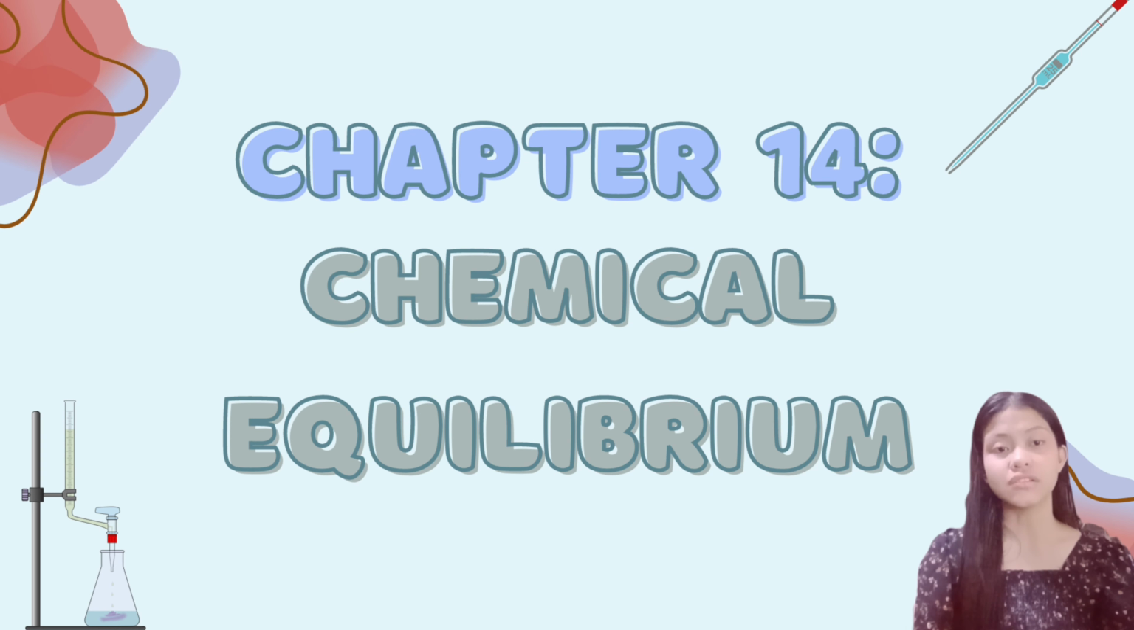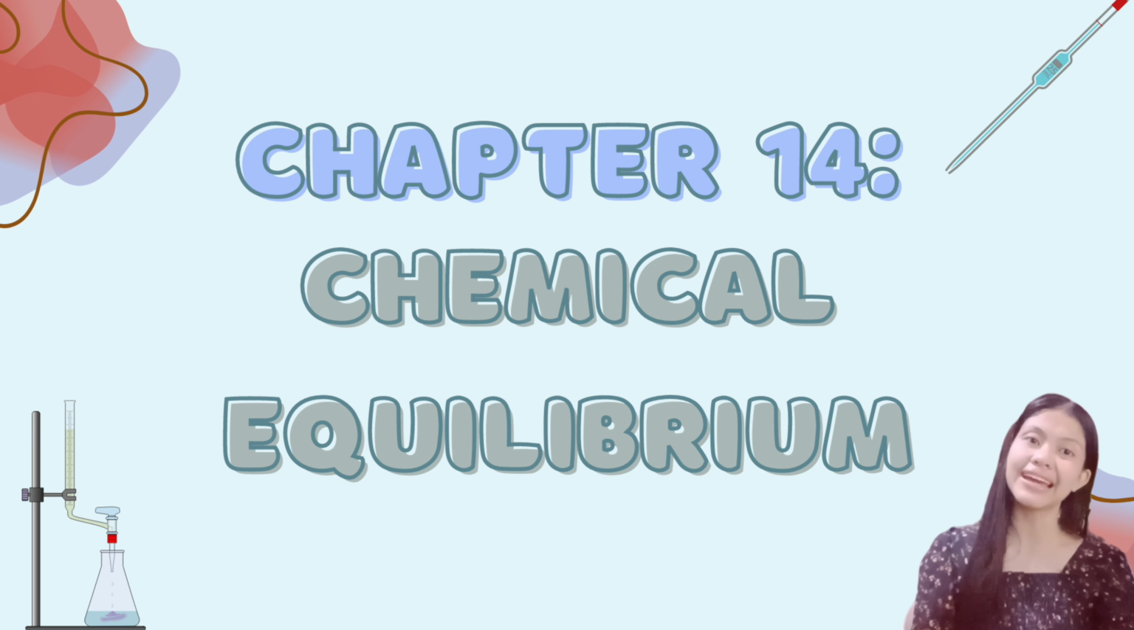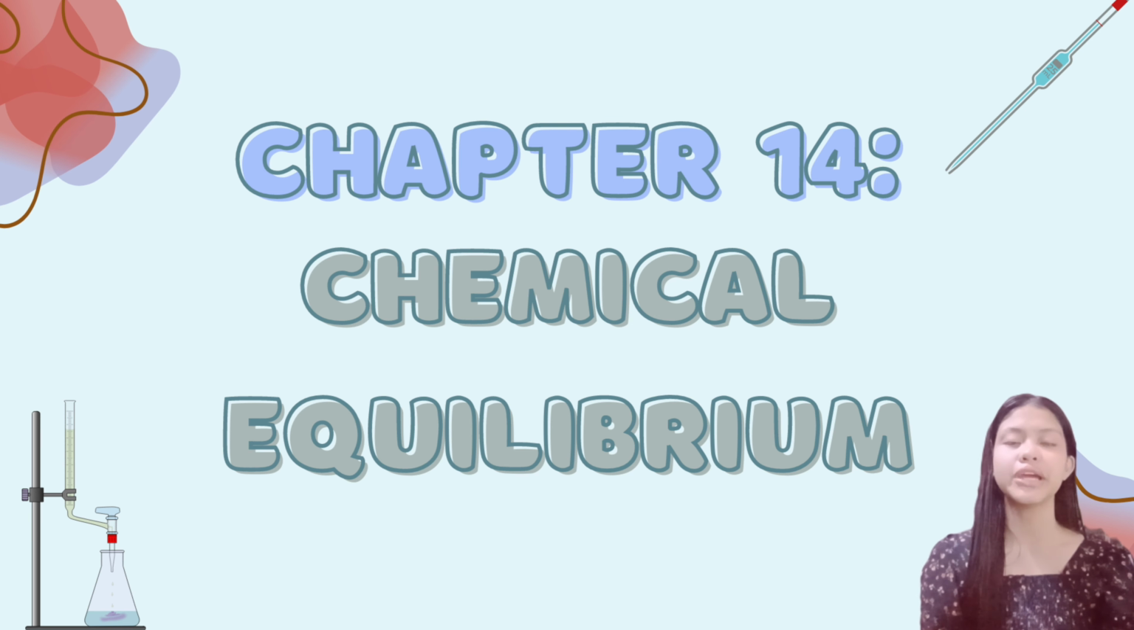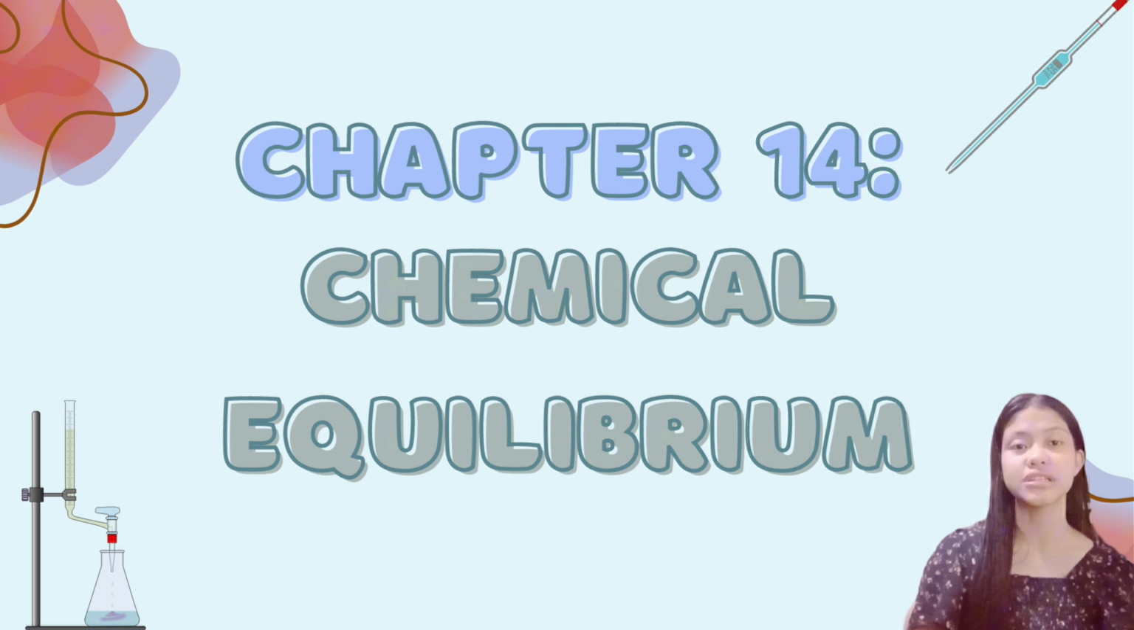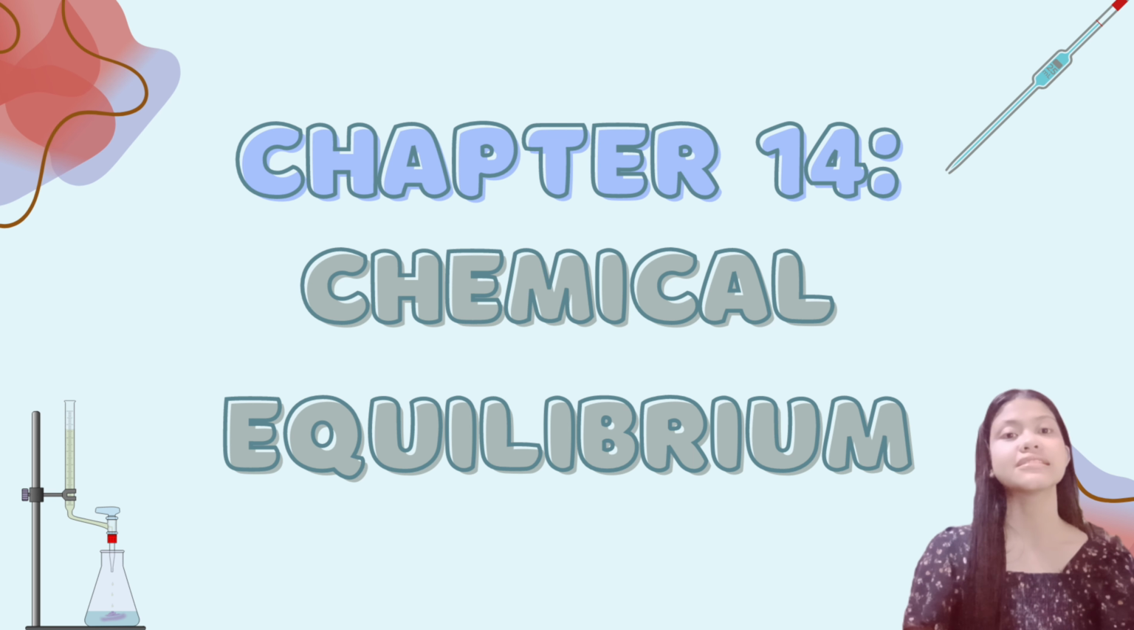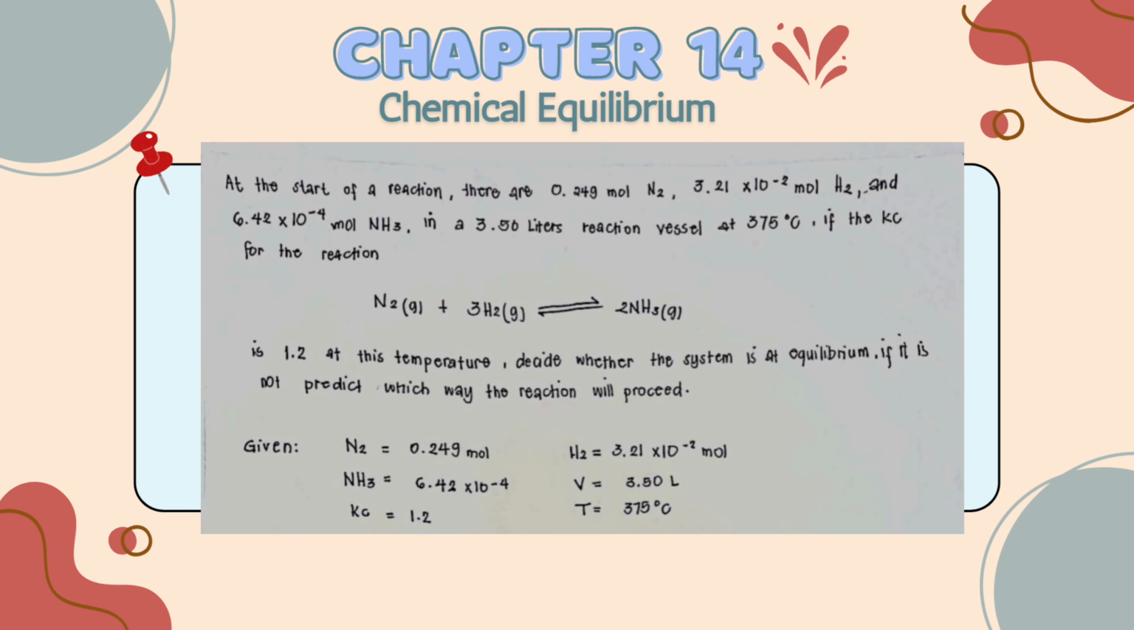We can also solve for the values of K and for the values of Q to be able to predict whether the reaction system will proceed to the product side or the reaction system will proceed to the reactant side. Let's try this with the problem solving. So this is the problem.